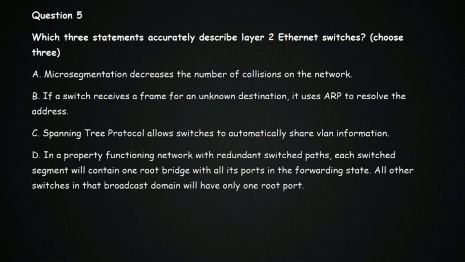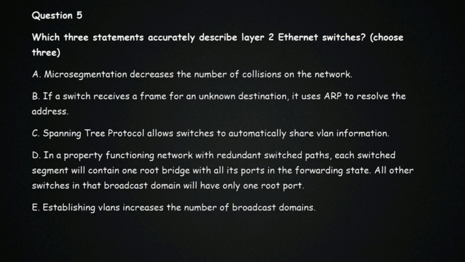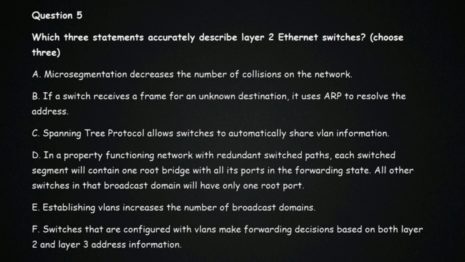D. In a properly functioning network with redundant switched paths, each switched segment will contain one root bridge with all its ports in the forwarding state. All other switches in that broadcast domain will have only one root port. E. Establishing VLANs increases the number of broadcast domains. F. Switches that are configured with VLANs make forwarding decisions based on both Layer 2 and Layer 3 address information. Answer is A, D, and E.